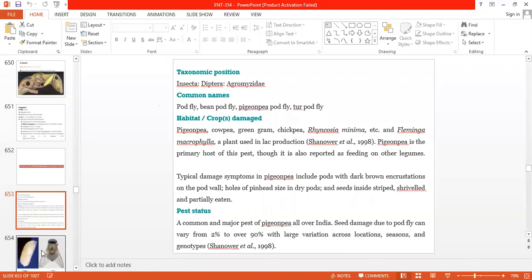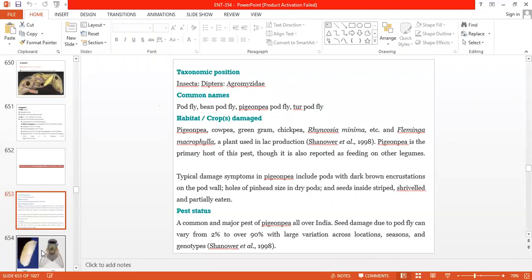Typical damage symptoms in pigeon pea include pods with holes of pinhead size on the pod wall in dry pods, and seeds inside stripped, shriveled, and partially eaten.